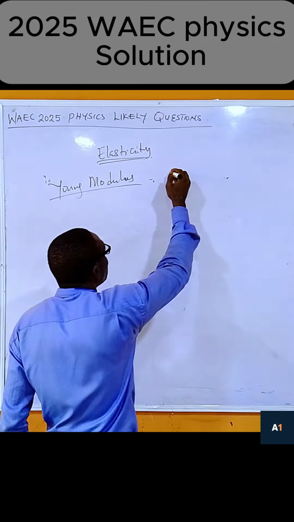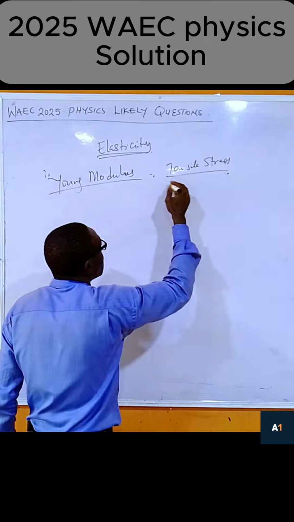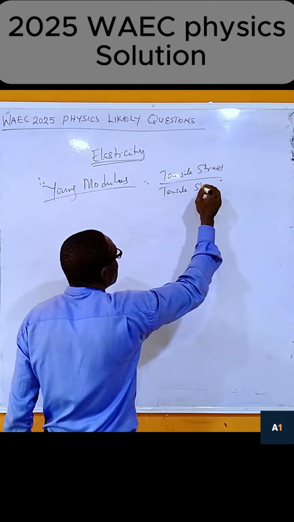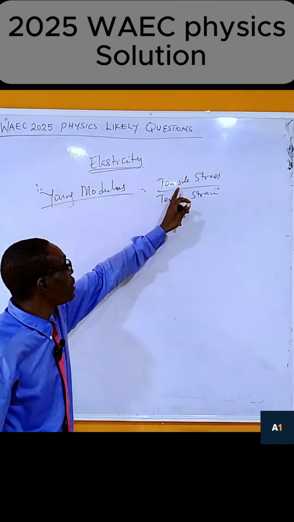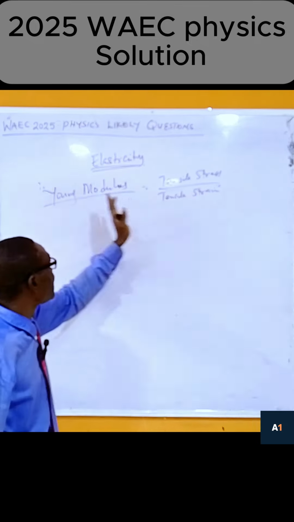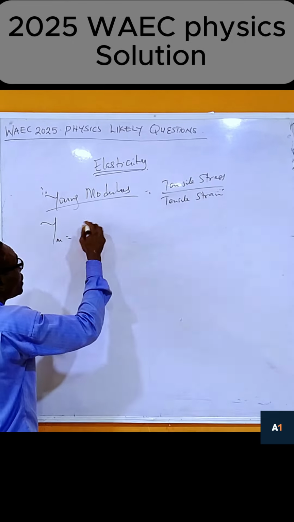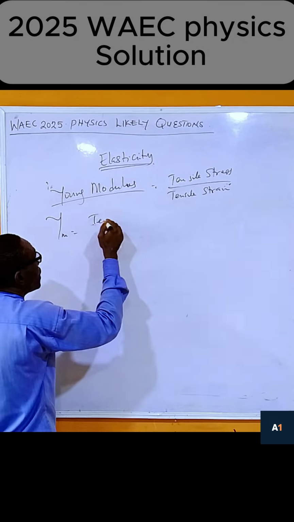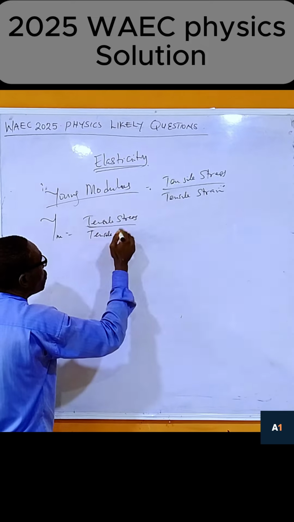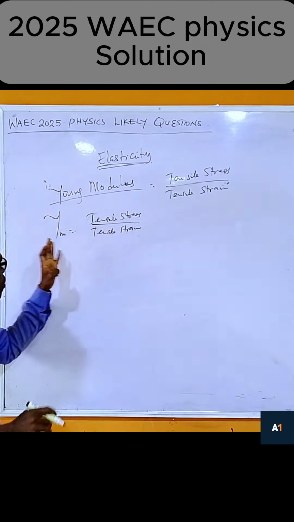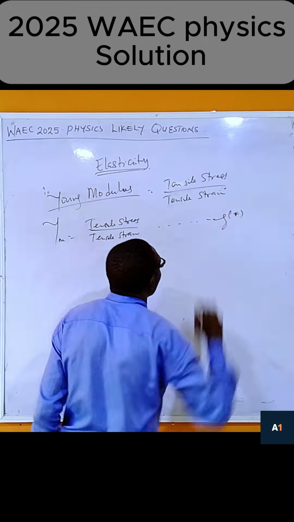So the equation of Young modulus is equal to tensile stress all over tensile strain. So that is what I can say under Young modulus. Young modulus is the ratio of tensile stress over tensile strain. You can write it mathematically as Young modulus equal to tensile stress all over tensile strain. Now, if you look at this one very well, we can call this equation star.